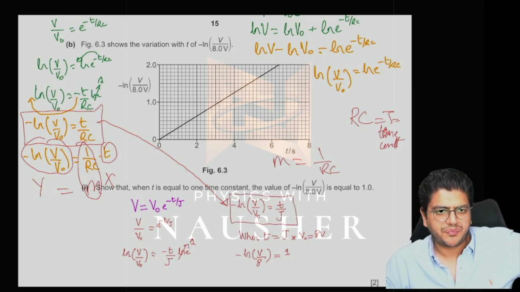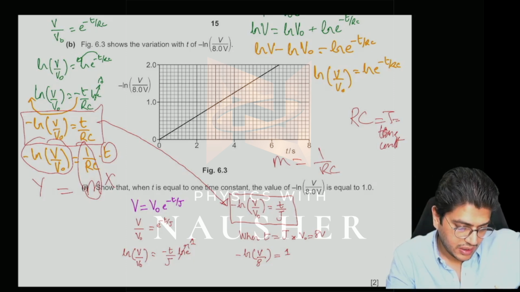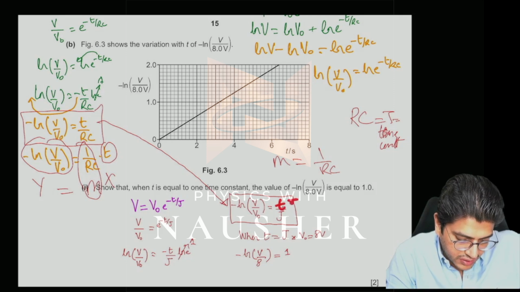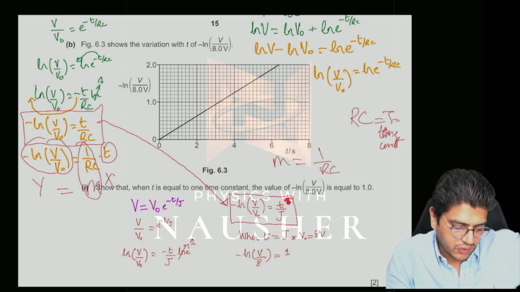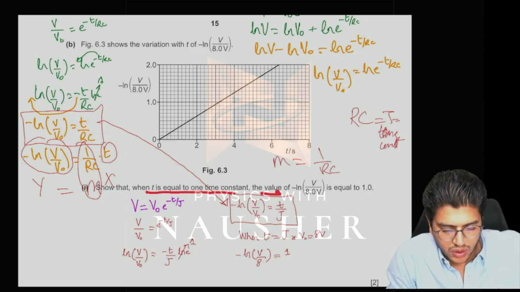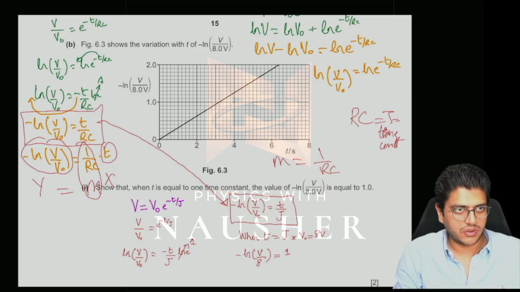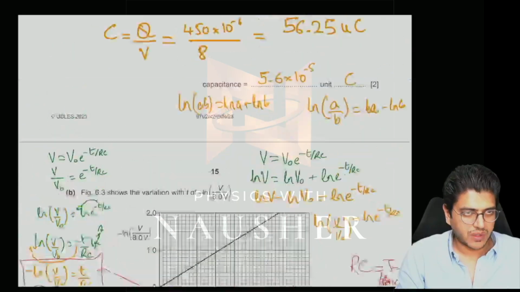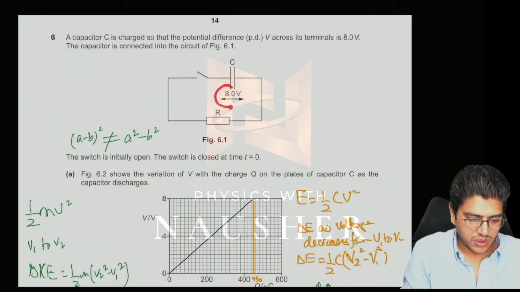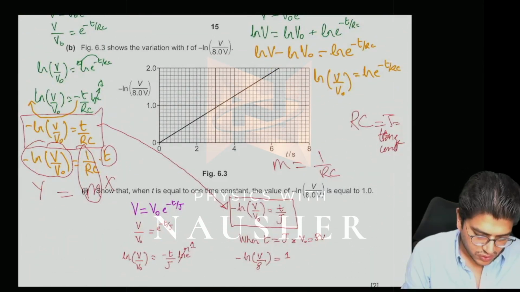Do you understand? Now look at what they're saying. They're saying when your time is equal to one time constant, which means instead of t, you write tau. So when you write tau instead of t, what's going to happen? Tau and tau will get cancelled. You will get 1. So they're saying when t is equal to one time constant, show that the value of this thing is equal to 1. So V0 was 8 because you know that that was the initial voltage. The initial voltage across the capacitor was 8 volts. So the value of V0 is 8.